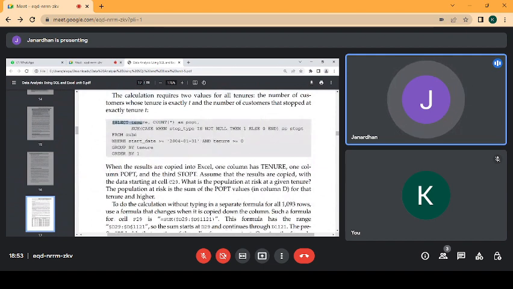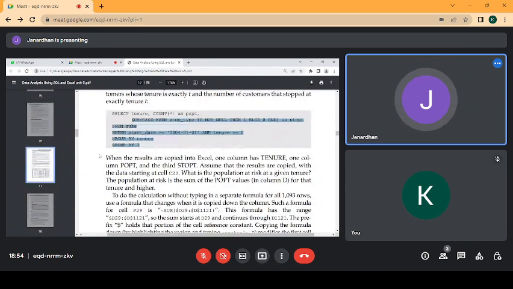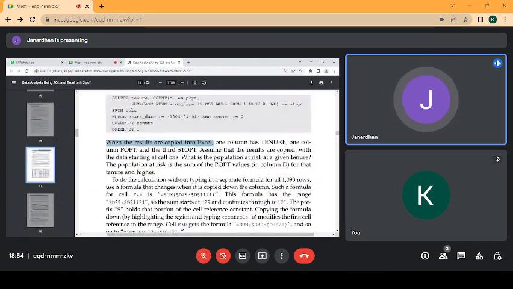Select tenure, count star as POPT, sum case when stop_type is not null then 1 else 0 end as STOPT from subs where start_date greater than some date and tenure greater than 0 group by tenure order by 1. When the results are copied into Excel, one column has tenure, one column POPT, and the third STOPT.